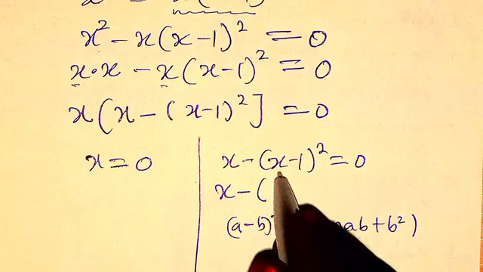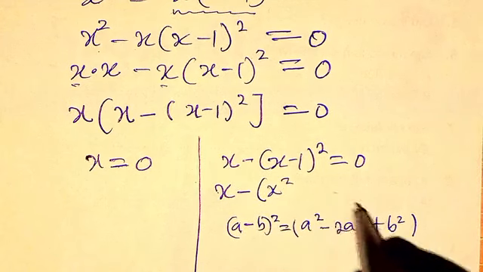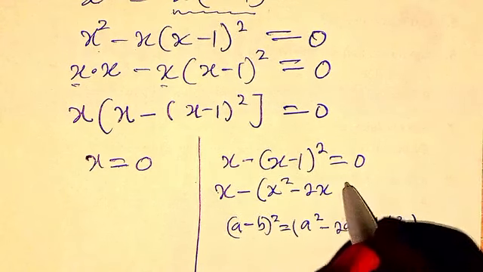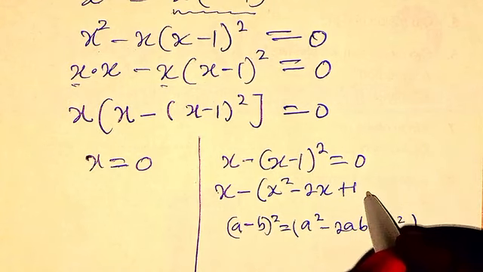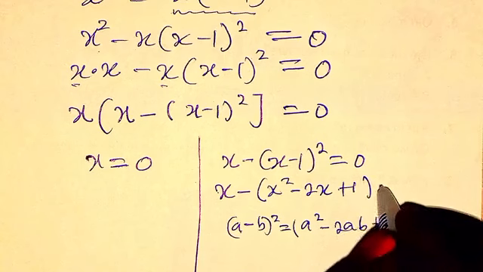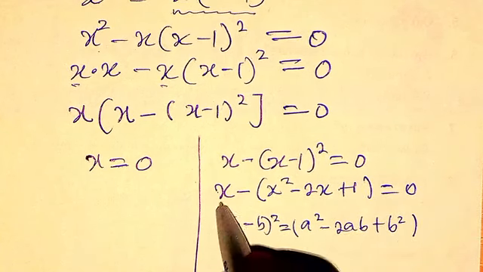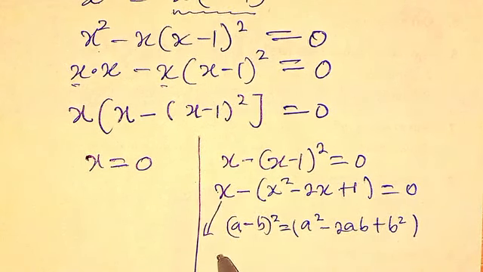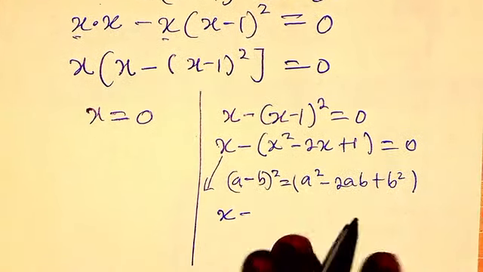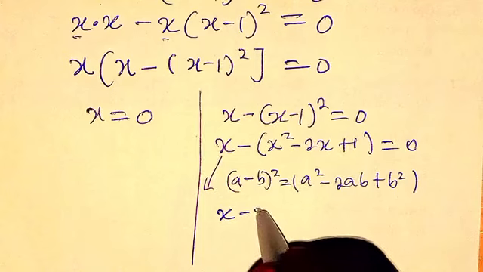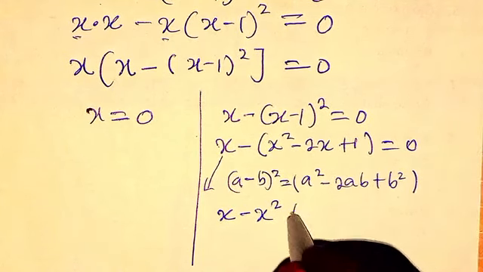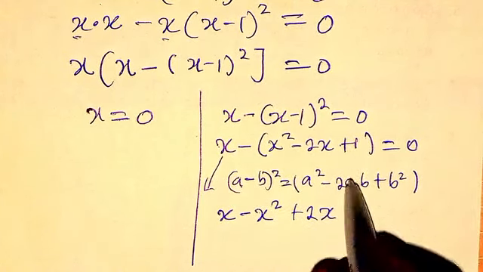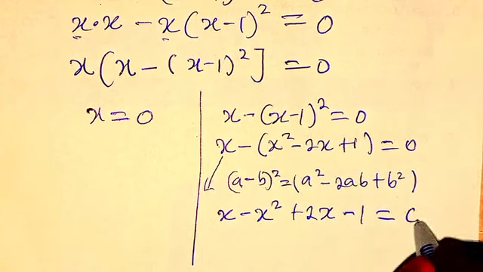This is going to be x squared, then minus 2x plus 1, right? Plus 1, then we're going to have this. So now let's come from here. We have x minus, minus times, this is going to be minus x squared plus 2x then minus 1 equals 0.